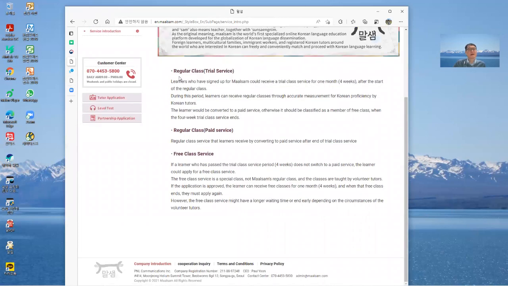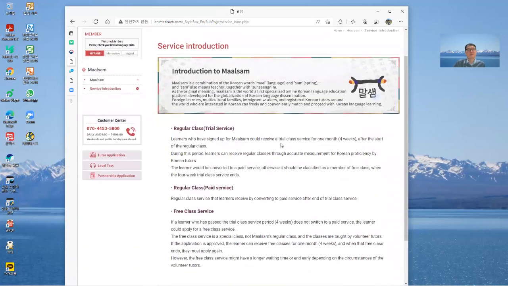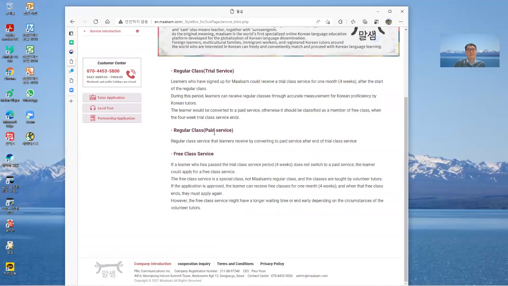At first, regular class, especially trial service. All members can get trial service for 4 weeks. 4 weeks is all free. Okay. After this trial service, you can choose paid service, or also you can choose free class.